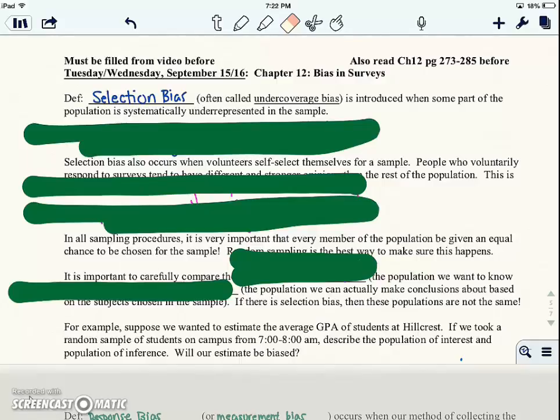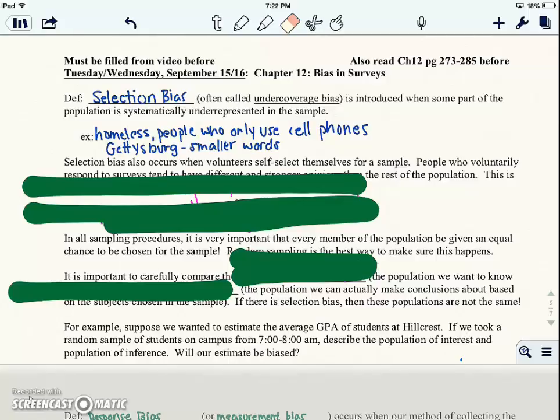Selection bias, often called undercoverage bias, is introduced when some part of the population is systematically unrepresented in a sample. For example, homeless people, people who only use cell phones, or when we did the Gettysburg and did it just by eye, the smaller words were unrepresented. So if we were trying to get a census, how many kids in a family, homeless people wouldn't get counted because they're going around house to house or mailing out a census.